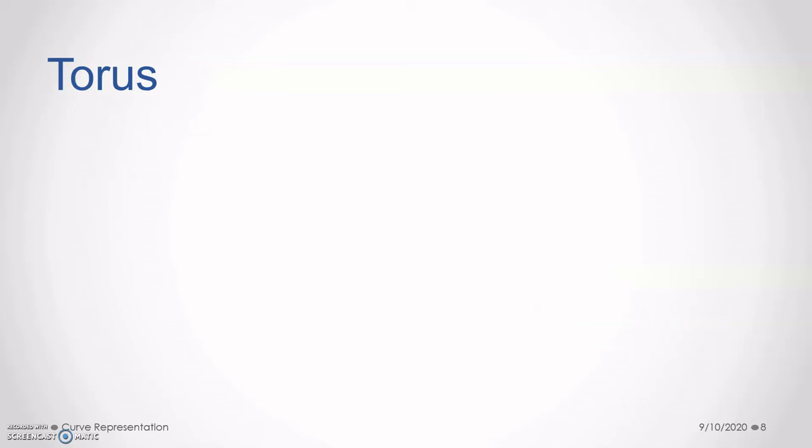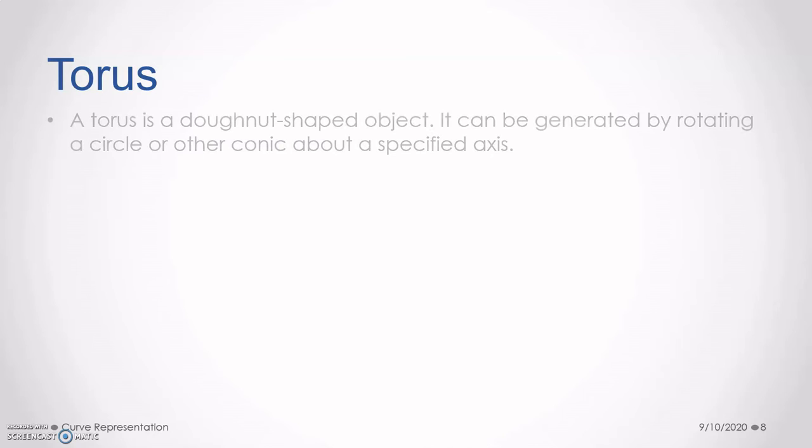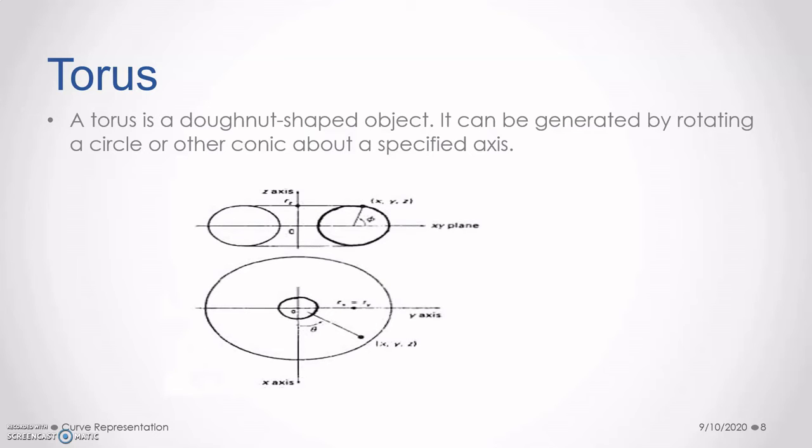Now we have the third category of representation, that is the torus. So what is a torus? A torus is a donut-shaped object. You have seen the sweet savory known as a donut, right? It can be generated by rotating a circle or other conic about a specified axis. So we are rotating a circle or a conic shape about a specified axis. This is how it looks. This is the figure which shows it has been rotated about a specified axis. The second figure shows a torus with a circular cross section centered on the coordinate origin.